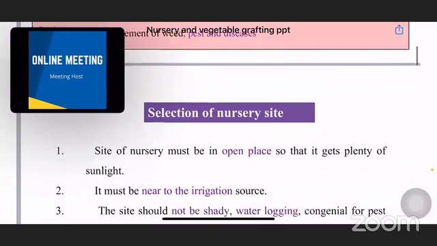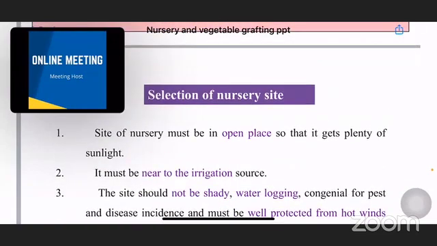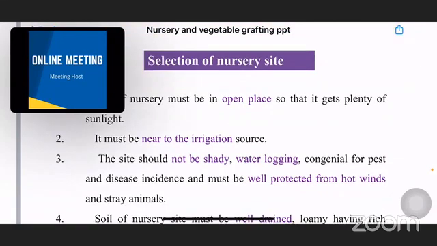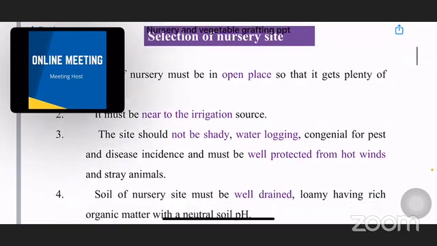First, we have to select the nursery site. The nursery should always be in an open place so that the plants get sufficient sunlight. Sunlight is very important for photosynthesis. Then the nursery should always be near an irrigation source, because it won't get natural rain, so we have to water regularly, in the morning and evening. The site should also not be shady or waterlogged, as this leads to pest and disease incidence.